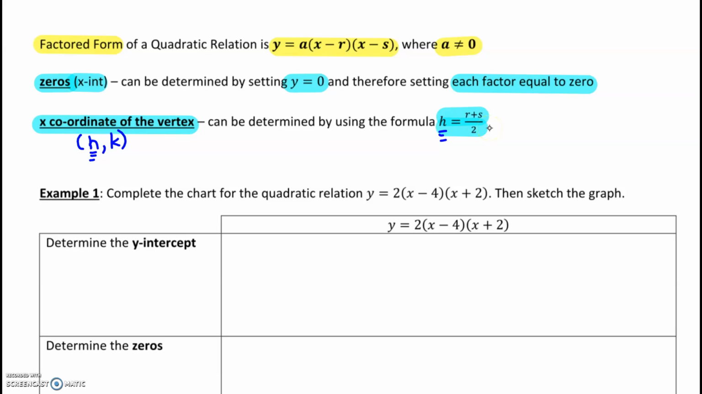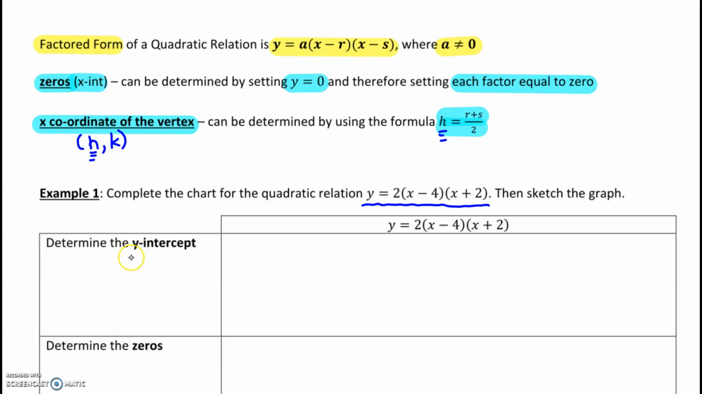All right, let's take a look. So we're going to complete the chart for the quadratic relation. And the quadratic relation we're looking at is here. y equals 2(x minus 4)(x plus 2). Once we complete the chart, we're going to go ahead and sketch the graph. So we'll start by determining the y-intercept. Inside the box underneath the y-intercept, that's where we're going to put our hints.